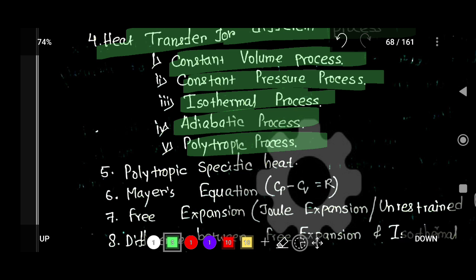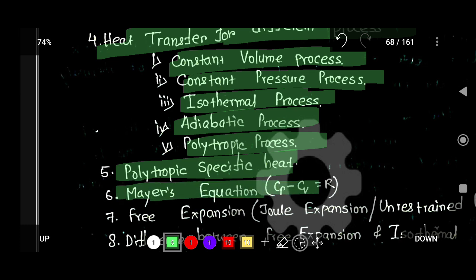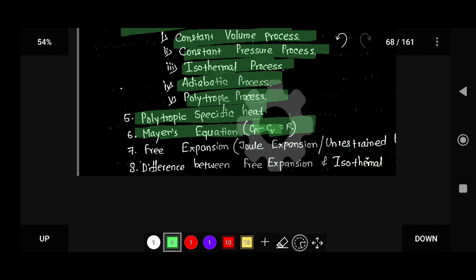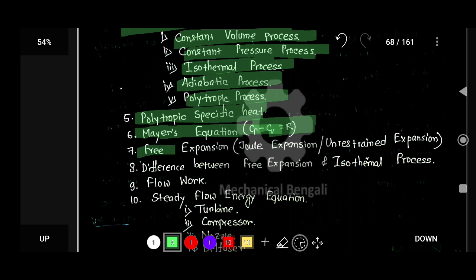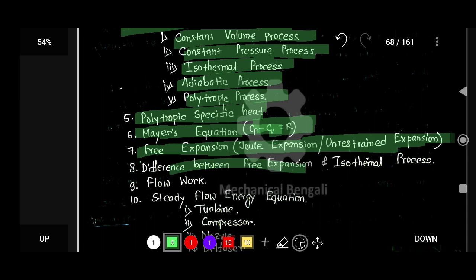You can see those videos. Okay, now in the polytropic process, what is polytropic specific heat? What is Mayer's equation? That is Cp minus Cv equals R. We just completed that. And what is free expansion, or Joule expansion, or unrestrained expansion? That is very important. And what is the difference between free expansion and the isothermal process? And what is flow work?